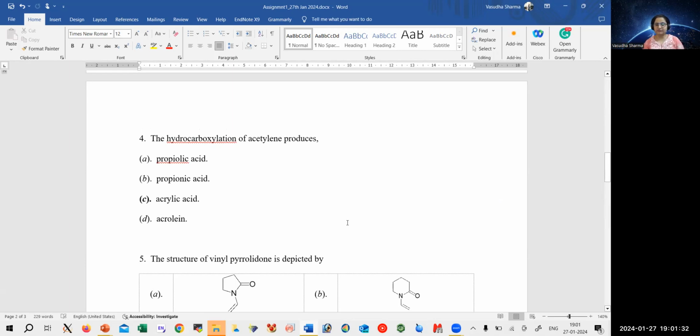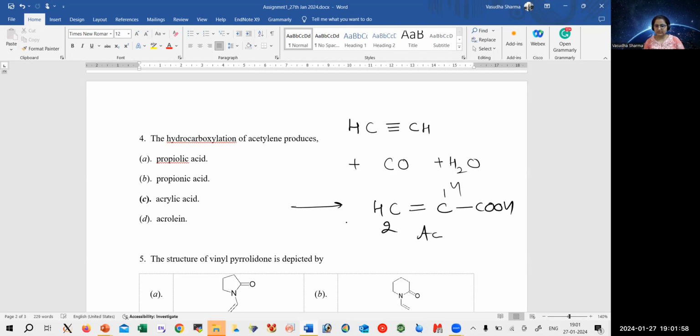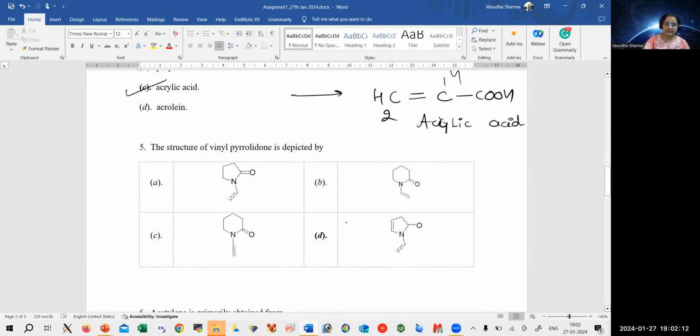Hydrocarboxylation of acetylene produces propionic acid, acrylic acid, or acrolein. So we know easily that if we have CH triple bond CH, that's why the mechanism is very important to understand. If we have carbon monoxide and H2O, it will give you CH2 double bond CH and COOH. This is nothing but your acrylic acid. So you should be knowing the common names of your products, even if you know the structure, but you don't know what we call it, you might end up having the wrong answer marked.